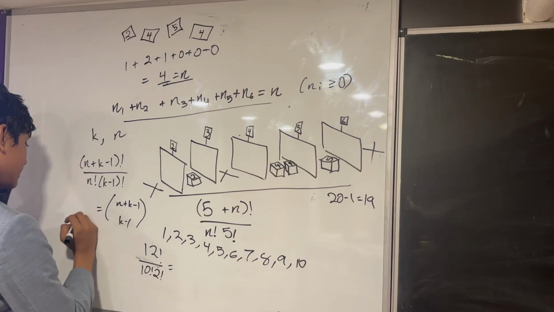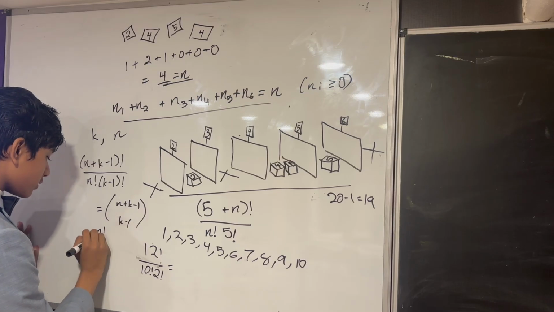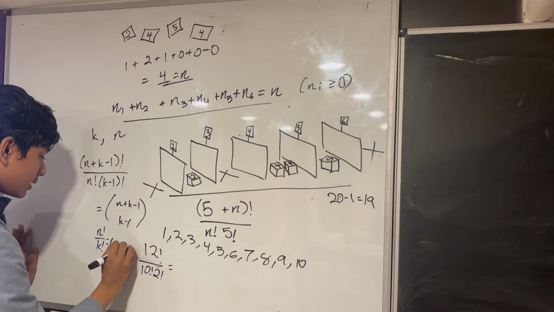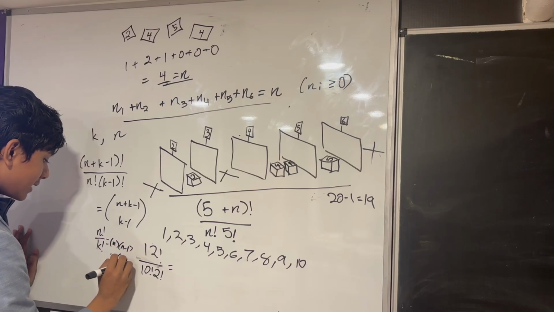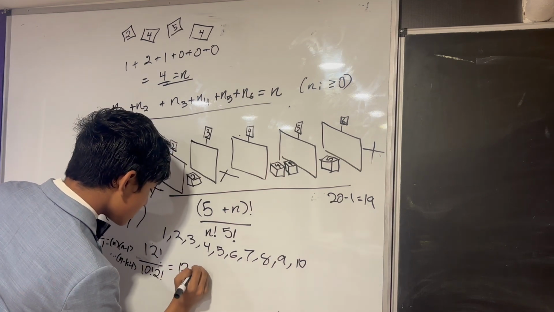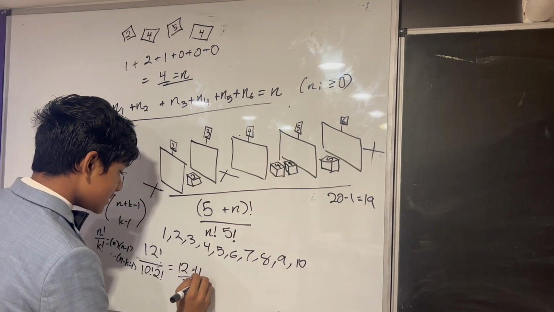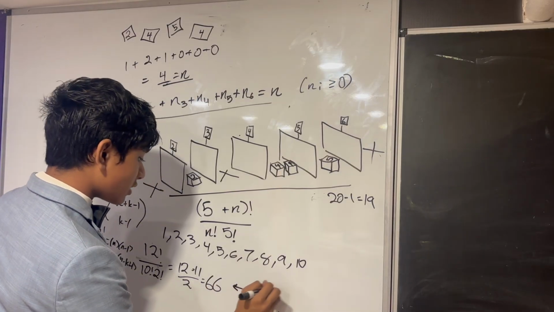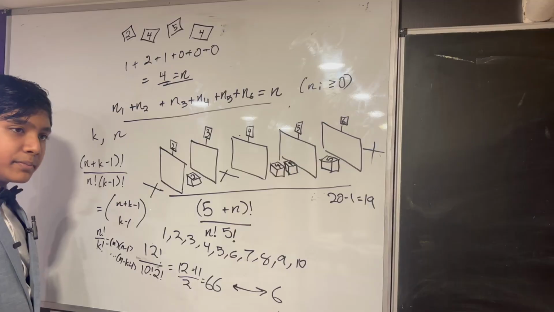Well, a handy note is that n factorial over k factorial is just going to be n times n minus 1 times dot dot dot n minus k plus 1. So in this case, it's just 12 times 11 over 2, which is equal to 66. Yikes. That's a lot different from the 6 we saw earlier. But it's still not that big.